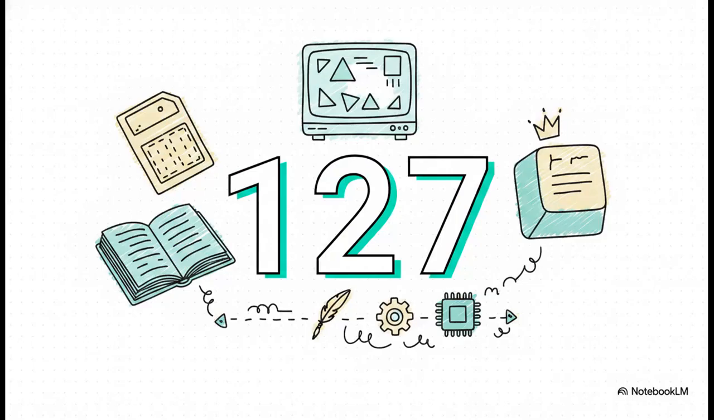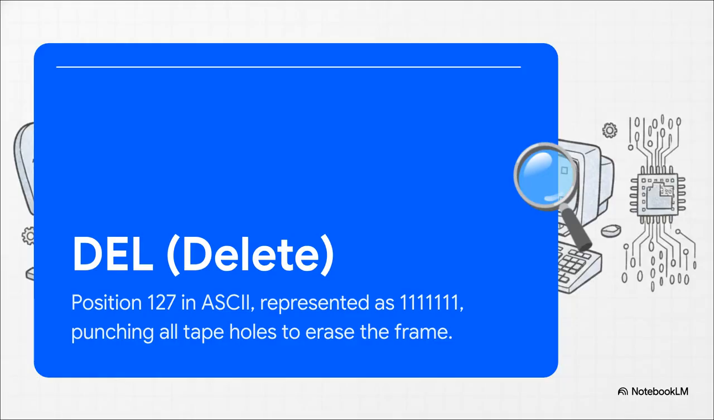And all of this brings us to a very, very special number in the computing world, 127. Let me set up an incredible piece of historical trivia for you regarding the very final position on the ASCII table. Position 127 is the DEL, or delete command. In binary, 127 is represented as 7 ones, 111 1111. And this brilliantly illustrates the real aha moment of physical computing. On a physical piece of paper tape, punching out all 7 holes literally obliterated whatever character was previously punched there.